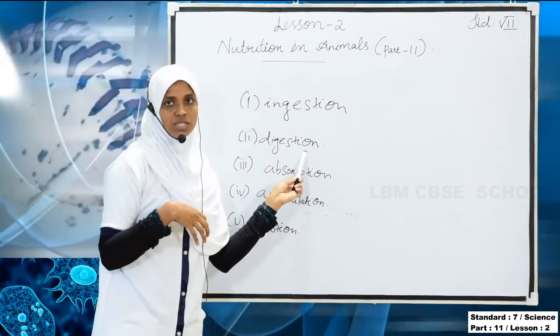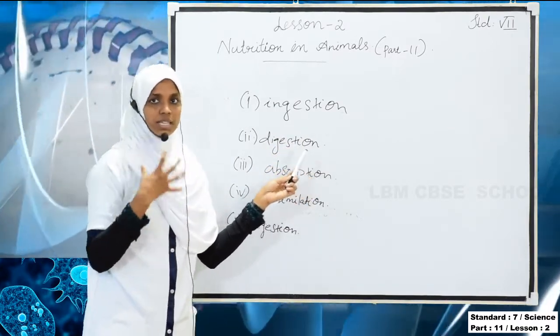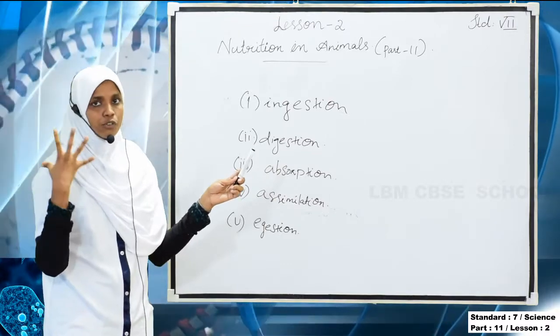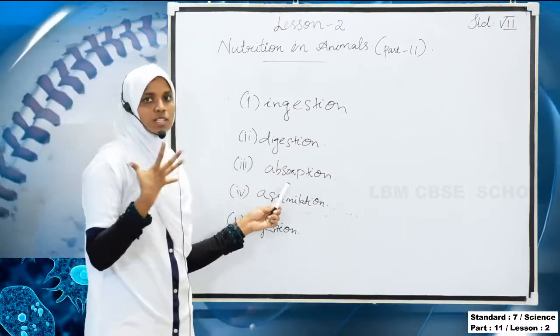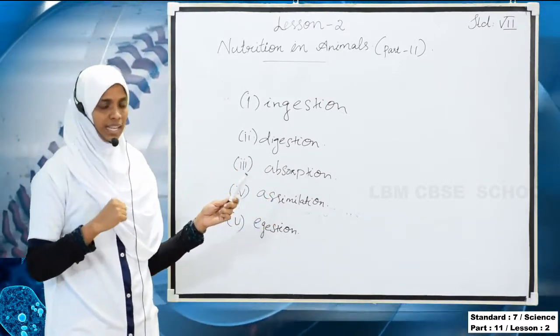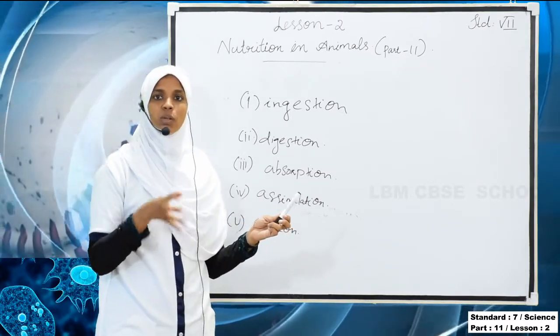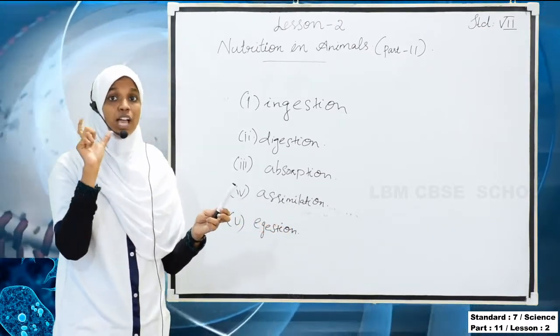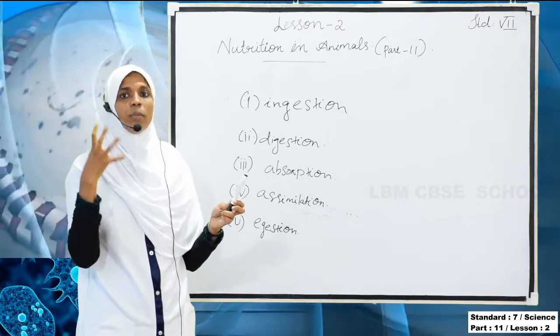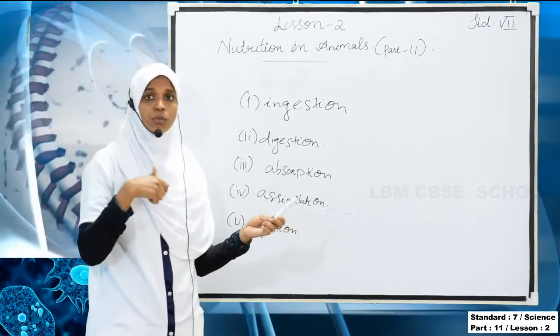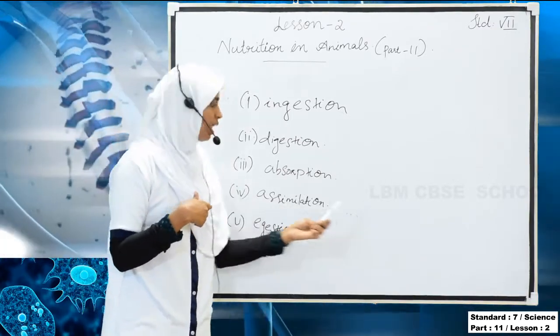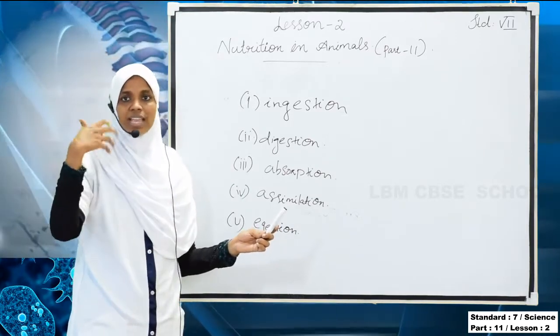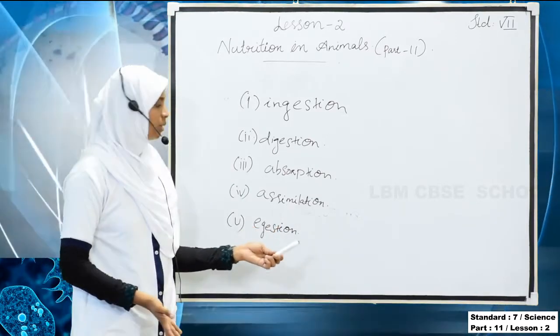Then the second process is digestion. The food material is digested, and then absorption: our small intestine absorbs the food material. Then assimilation. Assimilation is the usage of food by our body. The last process is ejection, the removal of waste.